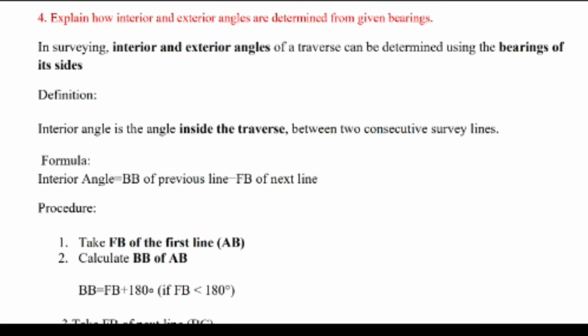This is a basic surveying 5 marks model question paper 1. Already 3 questions I have explained. Remaining questions: explain how interior and exterior angles are determined by given bearings.